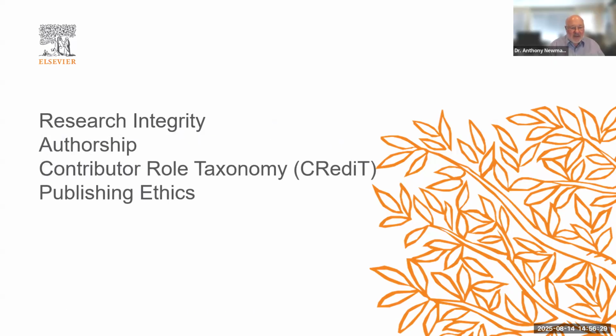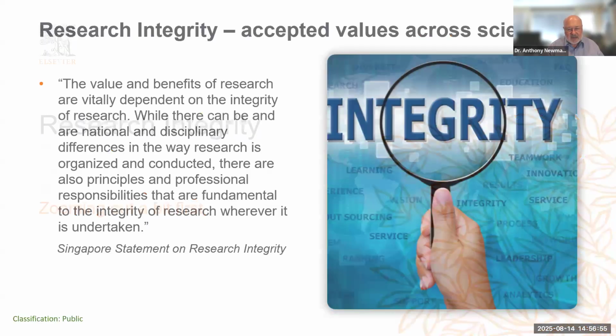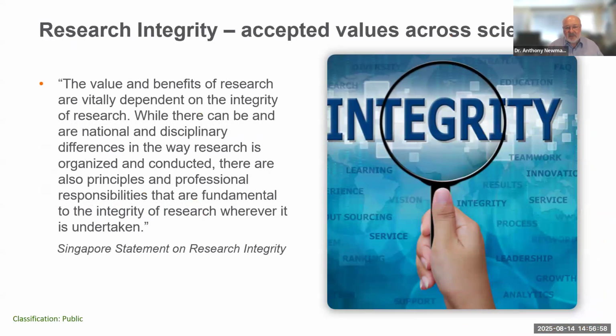So the areas I'm going to focus on are research integrity, authorship, then sometimes a good way to explain authorship roles to people, the so-called CRediT system, and publishing ethics. As far as I'm concerned, it's not just about publishing. We also have to zoom out a bit first and look at research integrity, because you've got to ask, what is research integrity? Is it actually a useful thing to have? Yes. Is it essential? Yes.